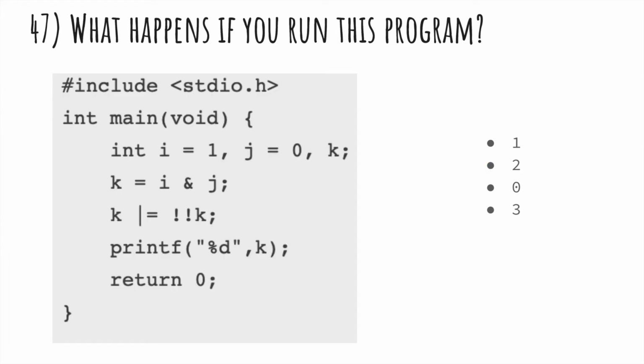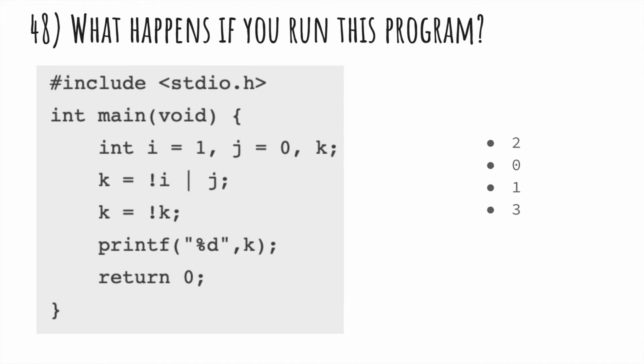Next question, we have I is 1, J is 0, and here we have bitwise operators. So 1 and 0, that's just 0 in terms of bits, so K is now 0. So K, and then K, we're changing it by not K, and 2 nots are the same as 0 nots, so we're changing it by 0, so we'll still get 0. K equals not I or J, and not I is false, or J, which is false, is false. So K equals not false, which is true, which is 1, and 1's your answer.